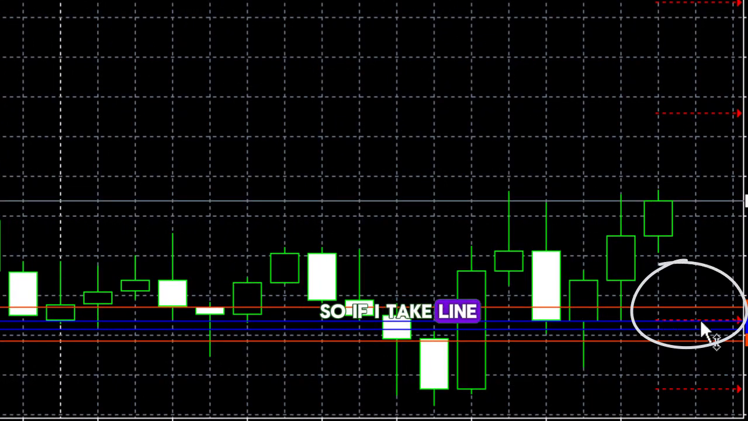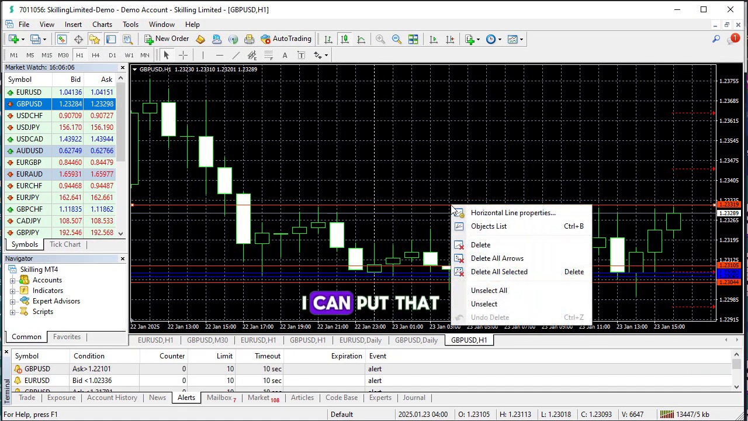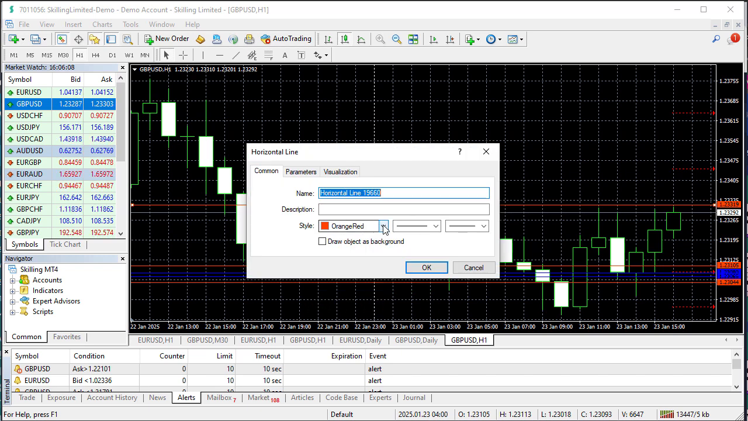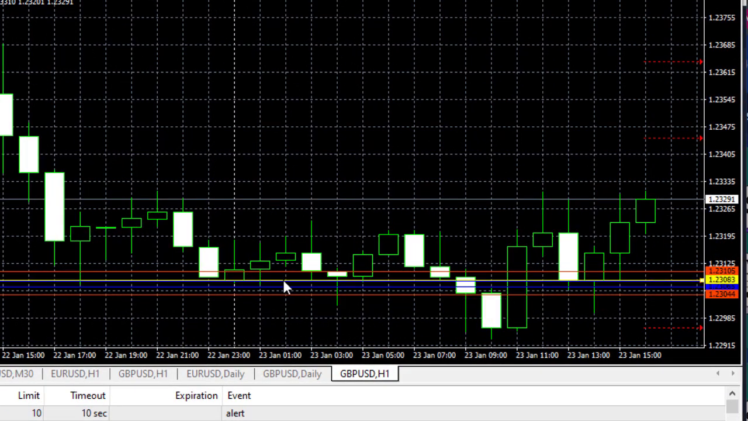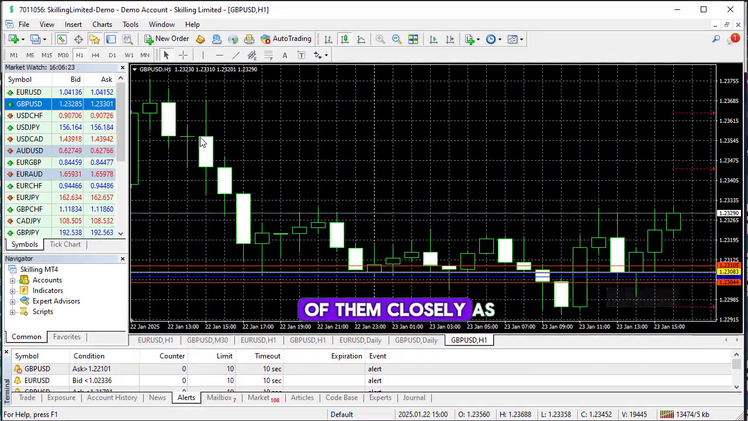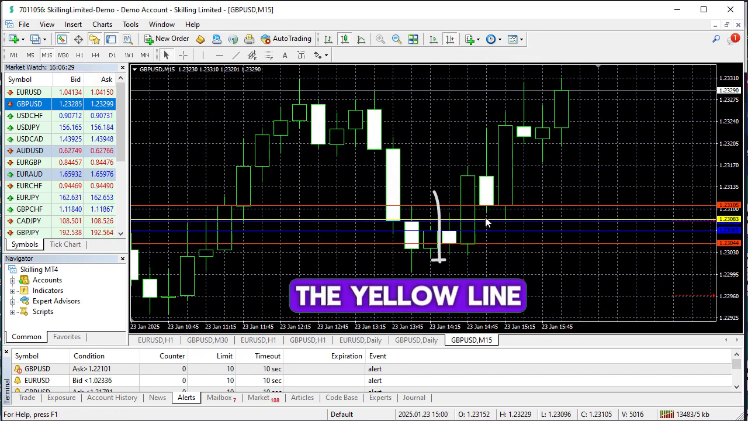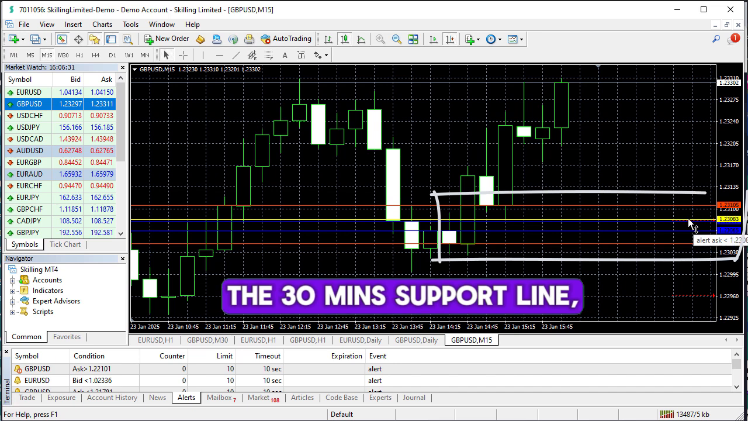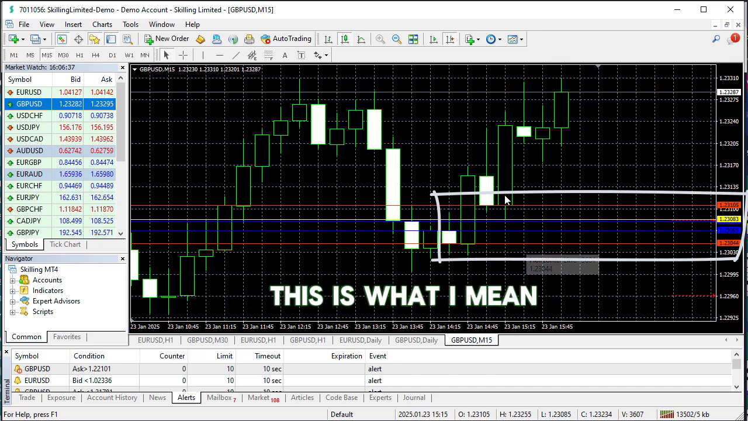So if I take a line again, turn it to yellow color, I can put that yellow line right here. And you can see that the line is right there. So if I go to 15 minutes now, we can see all of them closely. So you can see the open price of the yellow line, the 1 hour support line, the 30 minutes support line, the 15 minutes support line, the other. So this is like a cluster of support. This is what I mean when I say cluster.